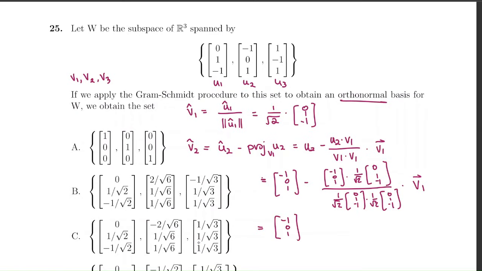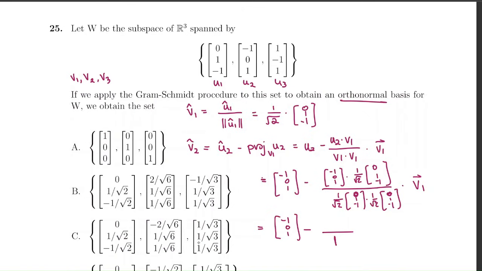So v1 is already normalized, so we would know that v1 dot v1 is just equal to 1. You can also just do the dot product: 0 times 0, 0 times 0, 1, 1, negative 1, negative 1, times 1 over 2 after you multiply these two together. So this just gives you 1.